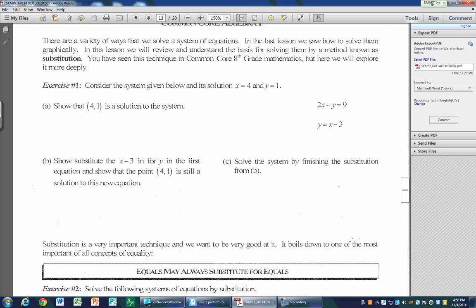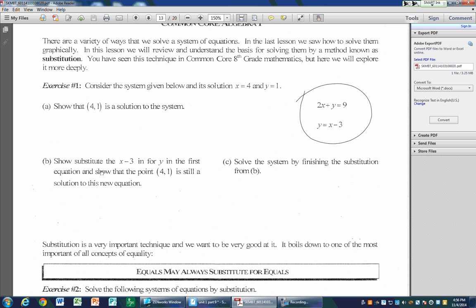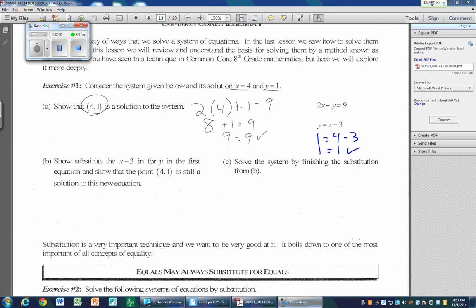Consider the system given below. Here's the system, and its solution is x equals 4 and y equals 1. Show that the point 4, 1 is the solution to the system. All you have to do is everywhere you see an x, you write a 4, and everywhere you see a y, you write a 1. So through the magic of recording, I did the work there. No need to write it down.